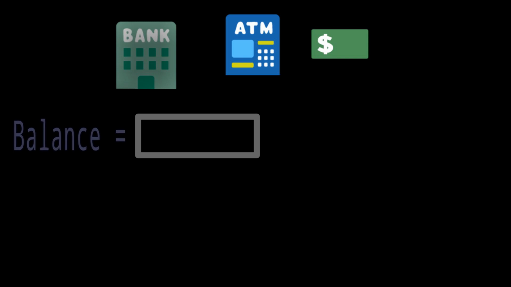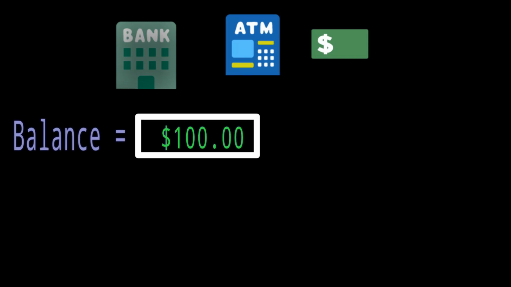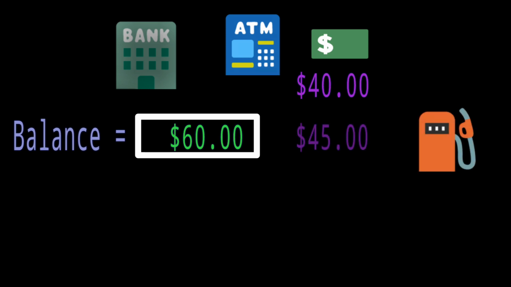I think it is safe to say that most of us don't carry a lot of cash on hand. We use debit cards or credit cards. This video will illustrate what can happen when using a debit card. Let's say you start with $100 on your account. You go to an ATM and get $40 in cash. Your bank now has a balance of $60. Then you get a little bit of gas, $45 worth, and your balance is now $15.